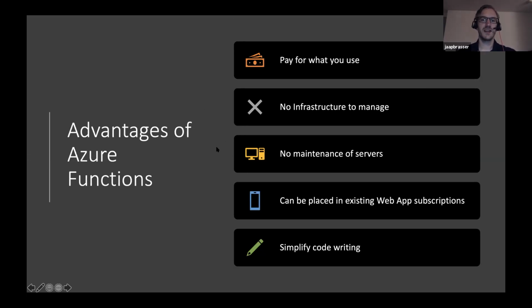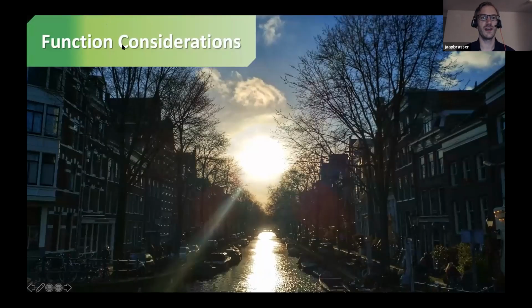So you don't have to maintain any service, so that's a benefit. If you already have an existing web app subscription, you can also place your Azure functions in there. So if you're already working with that, you can make use of the money that you're already spending and host your functions there. And you can also simplify the kind of code that you write, because you don't have to take into account what kind of environment it's running in. So you only have to view the code from the context of an Azure function and not the underlying infrastructure.